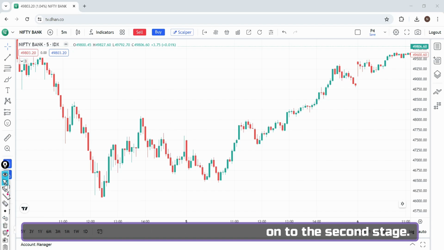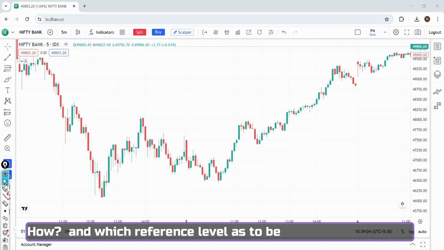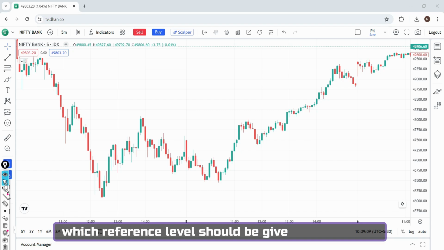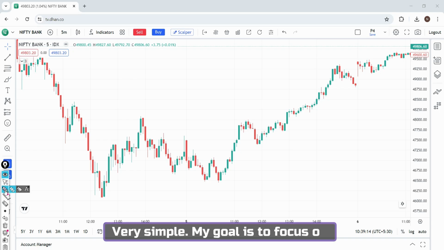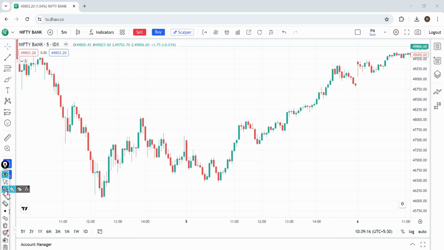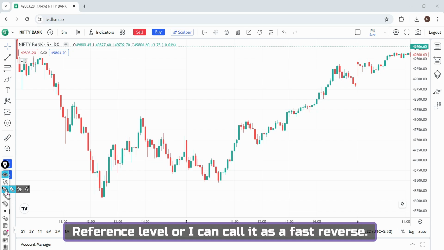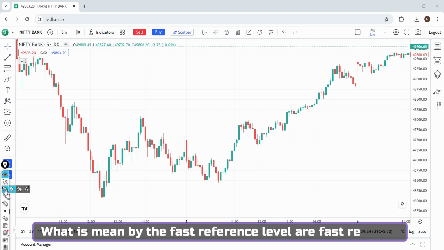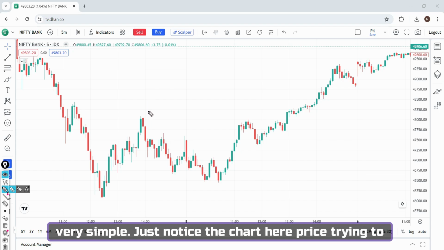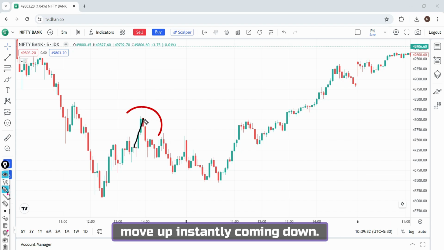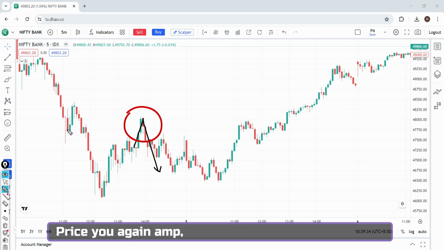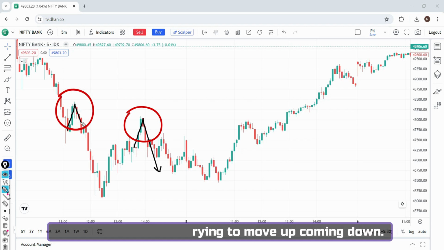Now moving on to the second stage: which reference level has to be given more priority, and which reference level should be given less priority. Very simple. My goal is to focus on the fast reference level, or I can call it a fast reversal level. What is meant by a fast reference level or fast reversal level? Very simple. Just notice the chart here. Price tries to move up, instantly comes down. Price again tries to move up here, comes down.